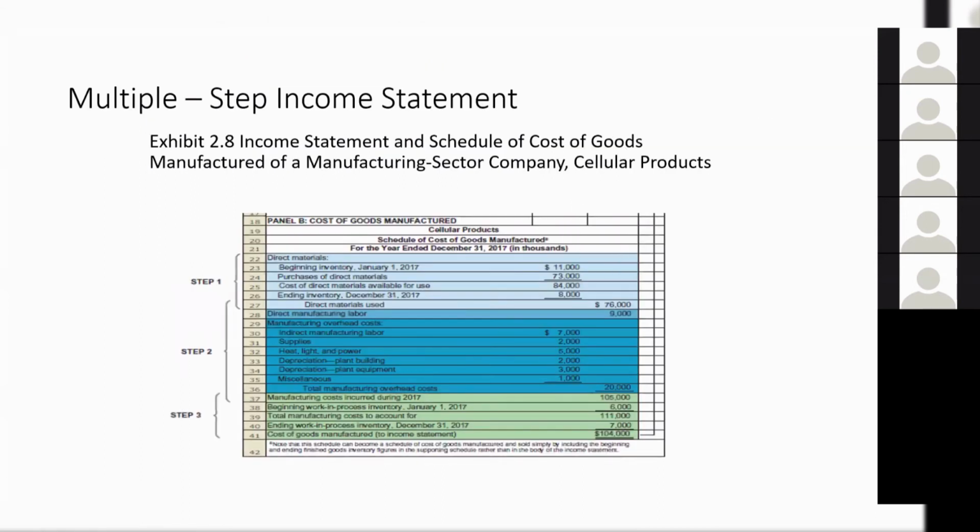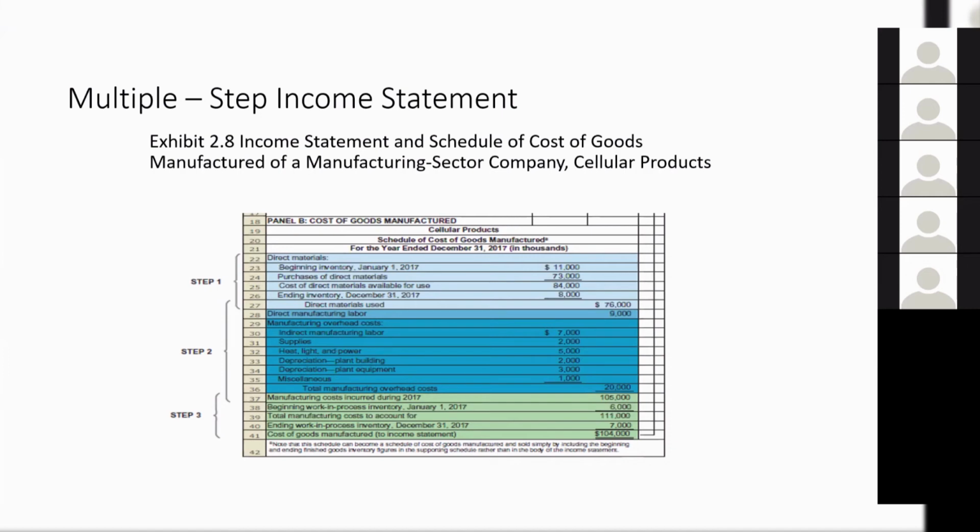Okay, from our first panel on the multi-step income statement, we use a figure called cost of goods manufactured. So we need to calculate the cost of goods manufactured. Step one is to calculate the cost of direct materials used by adding beginning direct materials to the purchases and then subtracting out the ending inventory.